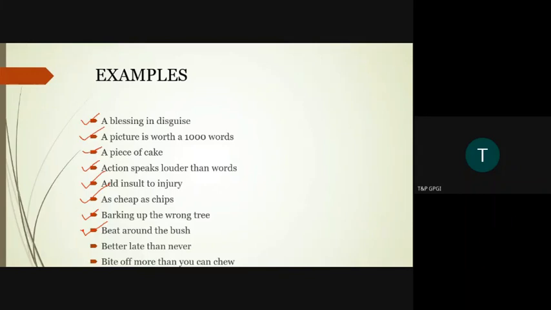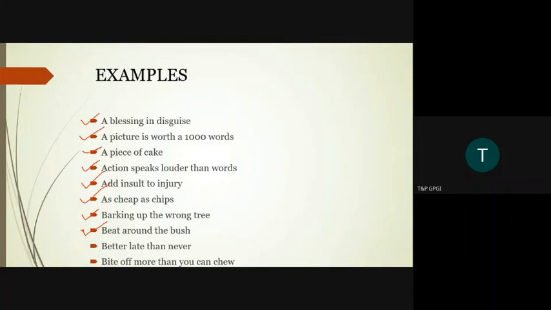Okay, so better late than never. Better late than never. You can tell me now. Okay, so I just gave you the example of better late than never, here itself. So it means it is better to arrive or do something later than expected than to not arrive or not do something at all.